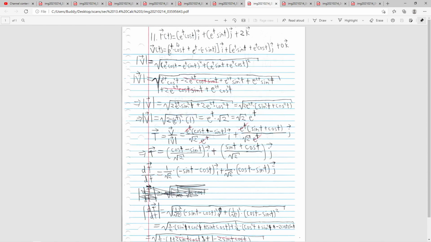Number 11, it's this one, r(t) equals... product rule. I don't even have to spell it out, but that's basically what we're doing. It's e to the t cosine t i plus e to the t sine t j plus 2k. We had one very similar to this, except I think it was 2t k or something. But we'll do it again.